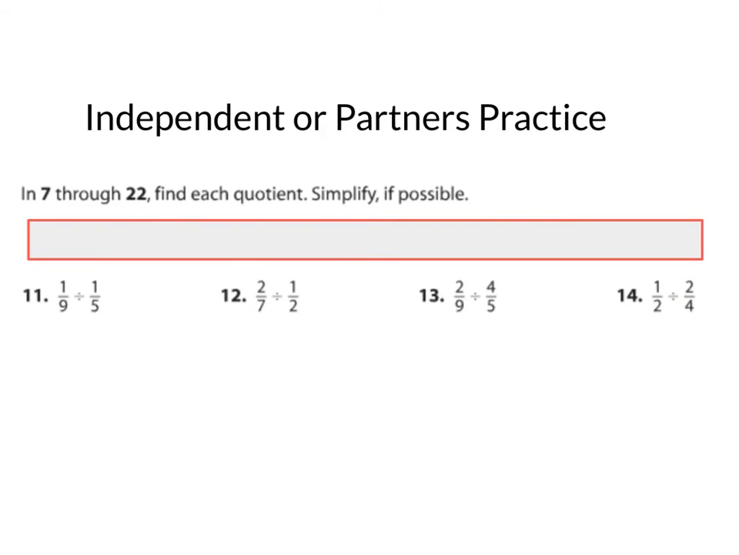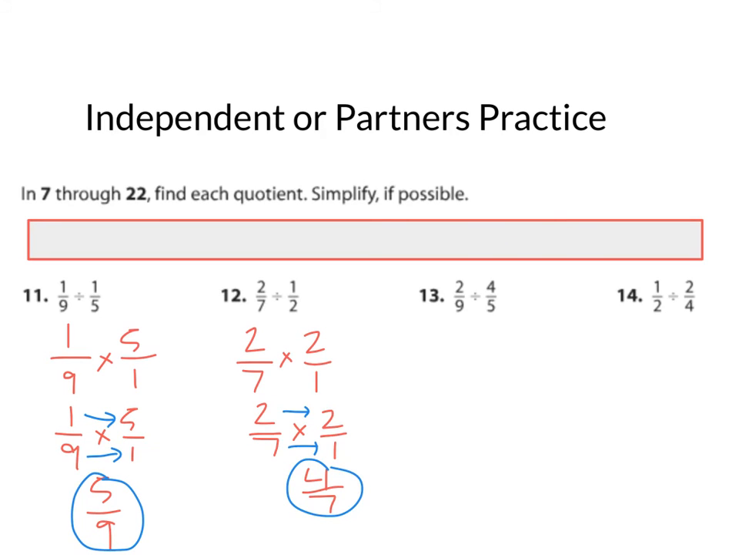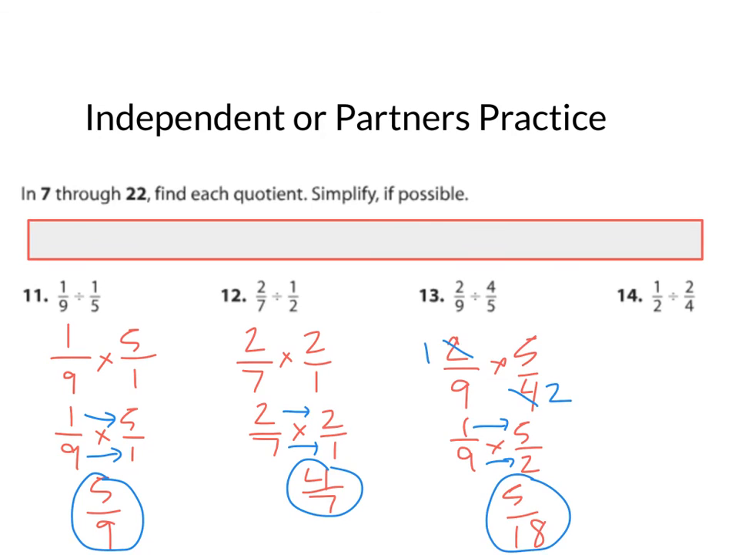Here are your 4 independent or partners practice problems. You can do these by yourself or with a partner. Come back for the answer for 11 once you're done in 3, 2, 1. Here's my answer for number 11 and the answer for number 12 in 3, 2, 1. All right, and here's my answer for 13 in 3, 2, 1. 5/18 and my answer for 14 in 3, 2, 1.